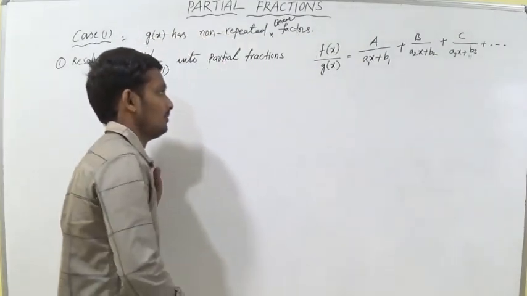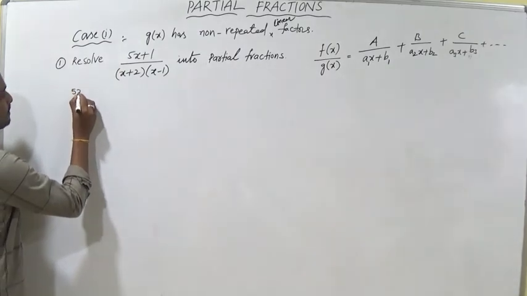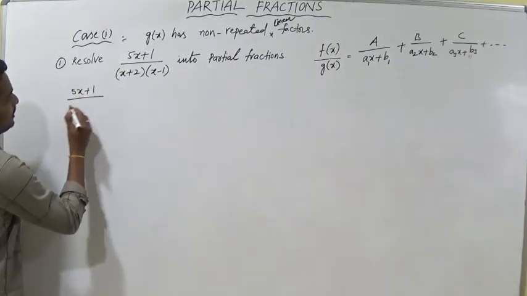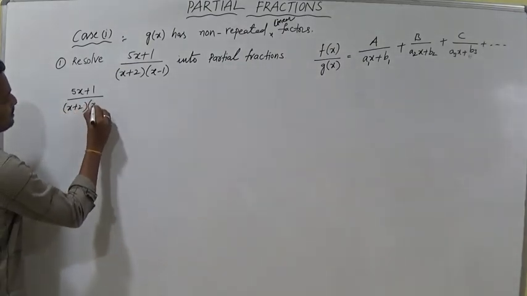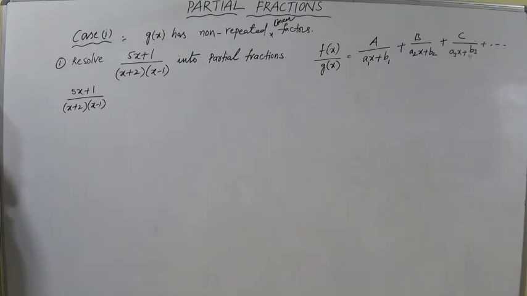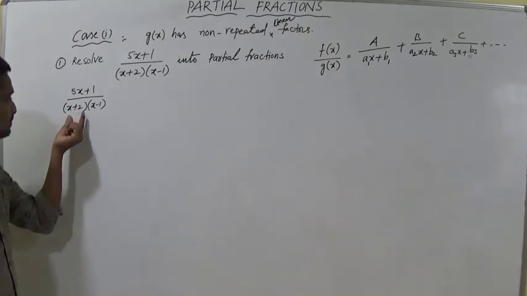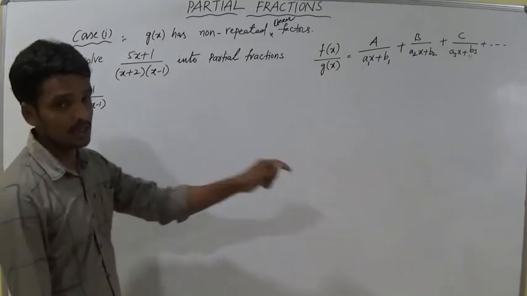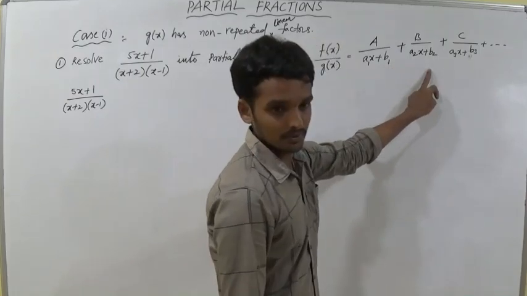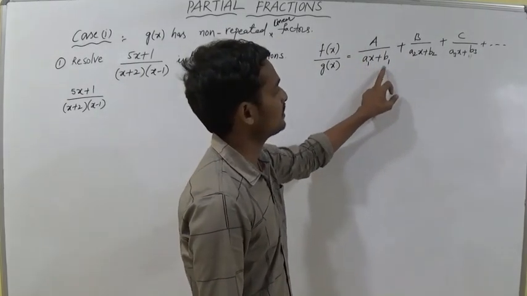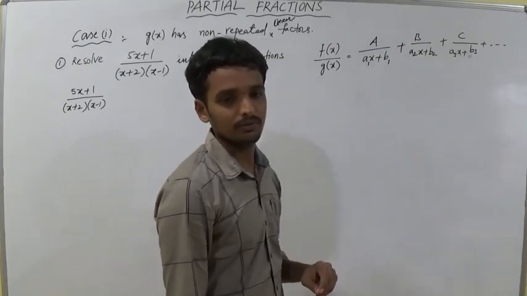So now coming to our problem. Our problem is also in the form of (5x+1)/((x+2)(x-1)). That means g(x) has 2 factors. What are they? x+2 and x-1. That means in our formula, we use the first 2 terms: A/(a1x+b1) + B/(a2x+b2).